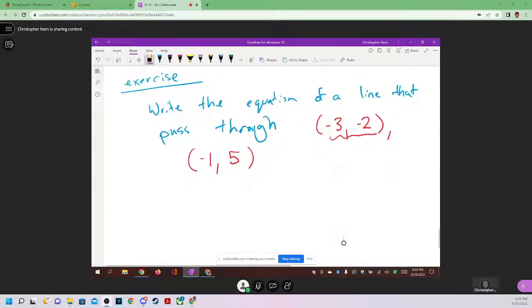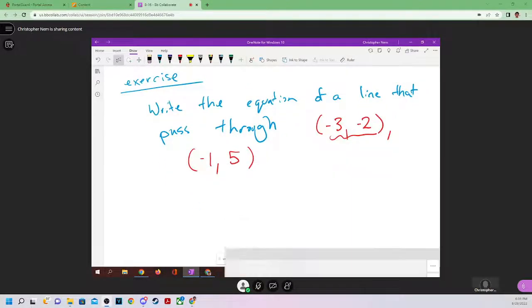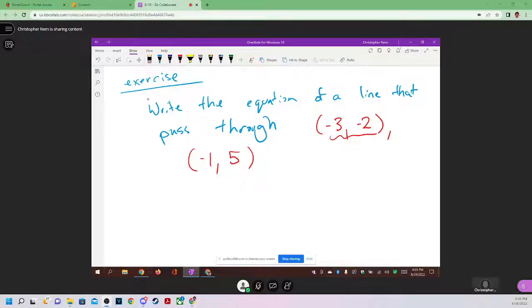So write the equation of a line that passes through these points in slope-intercept form.